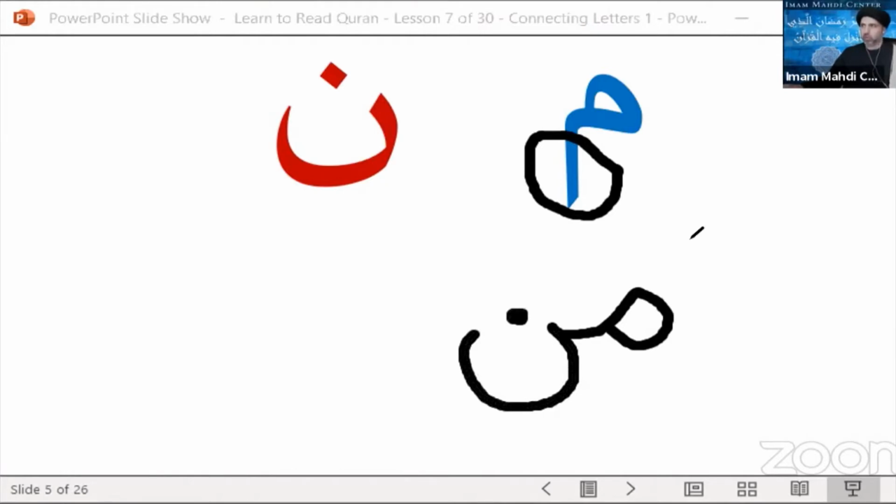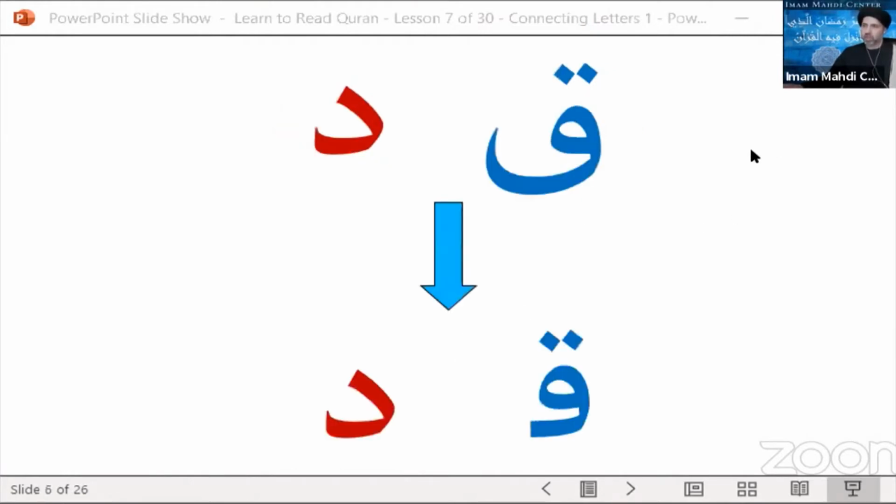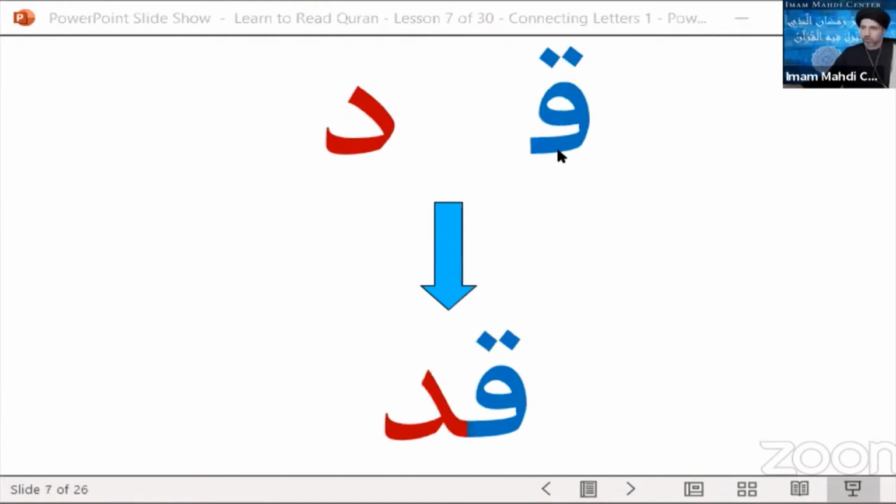Now we're going to go to our second example. Here we have a letter qaf and a letter dal. So the qaf is going to connect to this dal. So what happens to the qaf? We're going to drop the tail portion and we're going to keep the top. So when we keep the top, here we have this lowercase qaf, and of course the dal is one of those letters that does not change. So we have the lowercase qaf and the dal, and then we put them together. You see, we still have the same lowercase qaf that's up here. Didn't change, we just connected it to this dal.